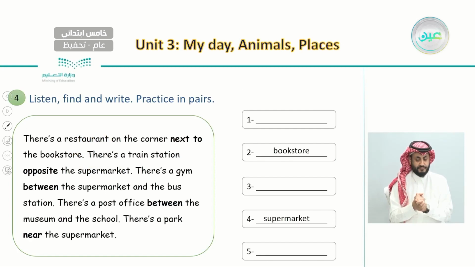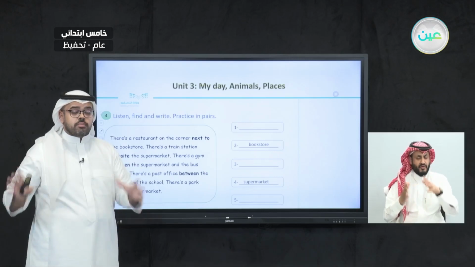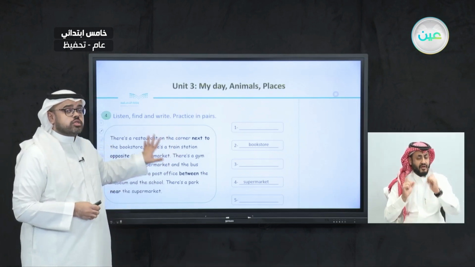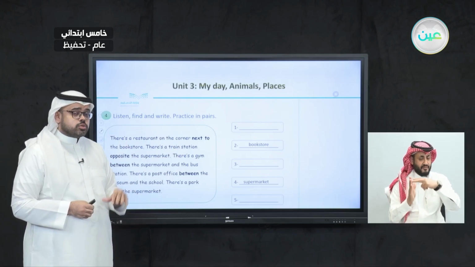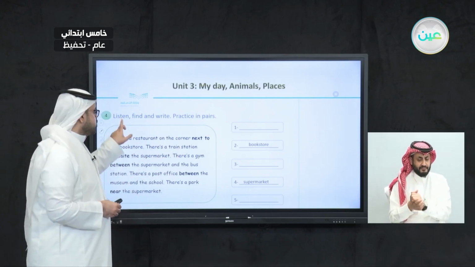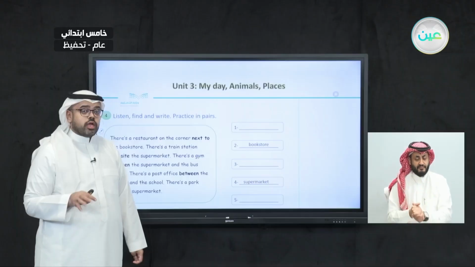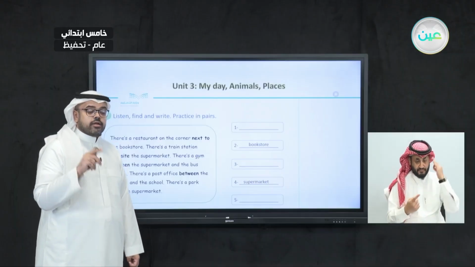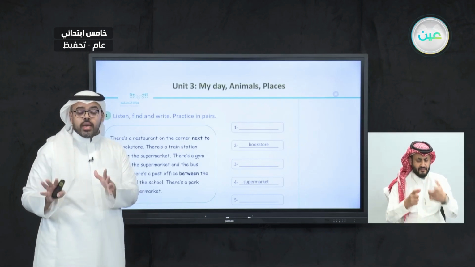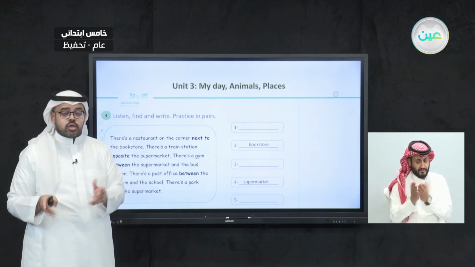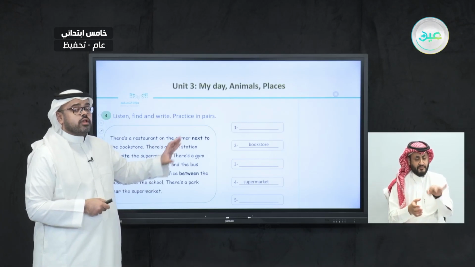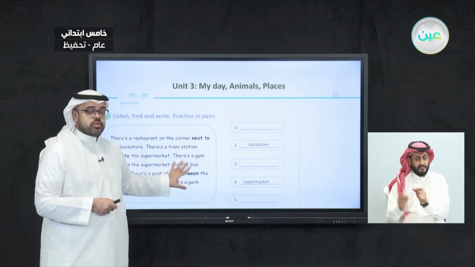Now on page 25, you can see a map of a town. Next to it is this text. What we're going to do here is listen and find the place according to this text and write it in these blanks. So I would like you to listen to me and look at the map in your book. And after this, we can fill in the blanks according to this text.